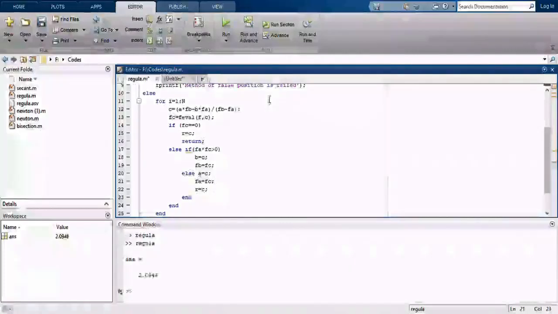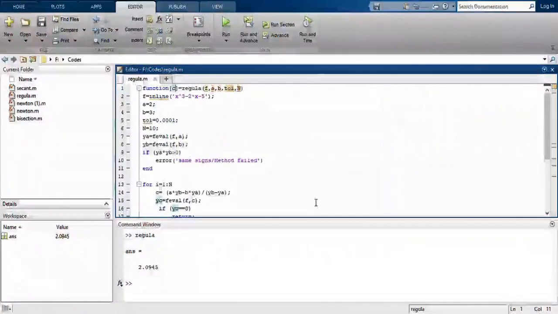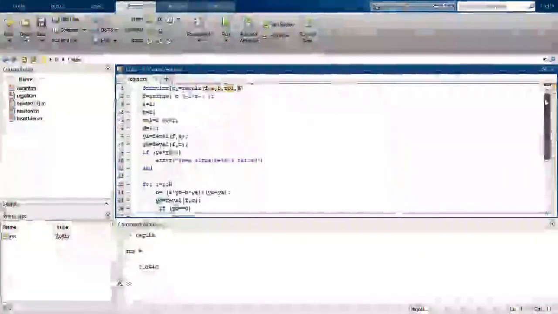So yes, it calculates and gives your answer 2.0946. If we take c as it is, its root is 2.09. You can check it by yourself.